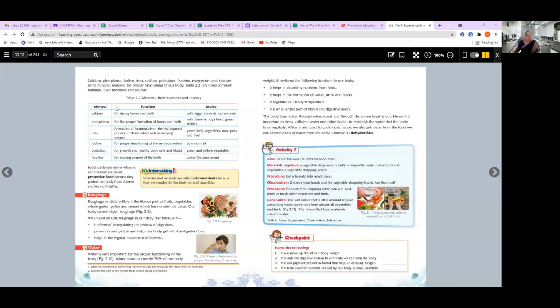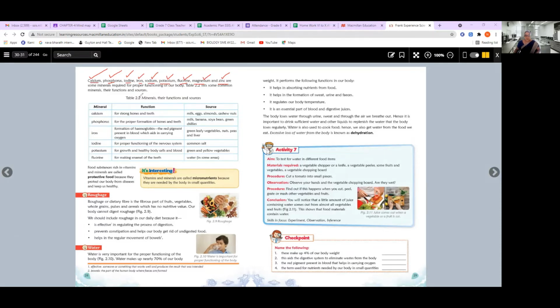Here some examples of the minerals are given in your book. The main minerals are calcium, phosphorus, iodine, iron, sodium, potassium, fluorine, magnesium, and zinc. Once more I'll read out the names of the minerals: calcium, phosphorus, iodine, iron, sodium, potassium, fluorine, magnesium, and zinc. These are some of the minerals which are required for the proper functioning of our body.